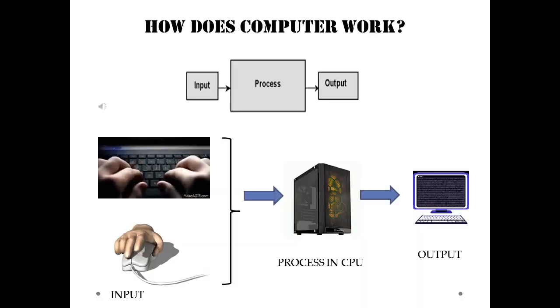This picture shows how a computer works. At first, a computer gets input from the keyboard or mouse and then goes to the processing stage. The processing stage happens in the CPU, right? And then after processing, it finally gives the output. We can see the output on a monitor or printer.